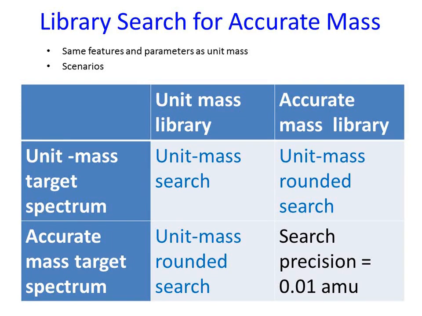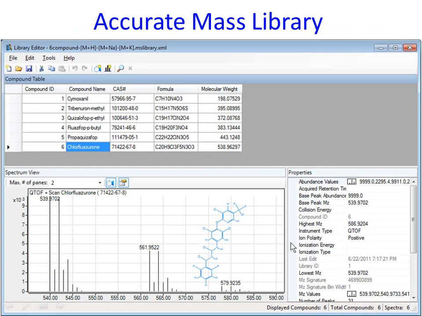Let's take a look at the question of searching a library with accurate mass data. There's many, many years of experience with unit mass spectra searching against unit mass libraries, and there's a ton of unit mass libraries out there. But what about the question of searching an accurate mass spectra against an accurate mass library with, let's say, precision of 0.01 AMU? Well, the first topic that comes up is I need an accurate mass library.